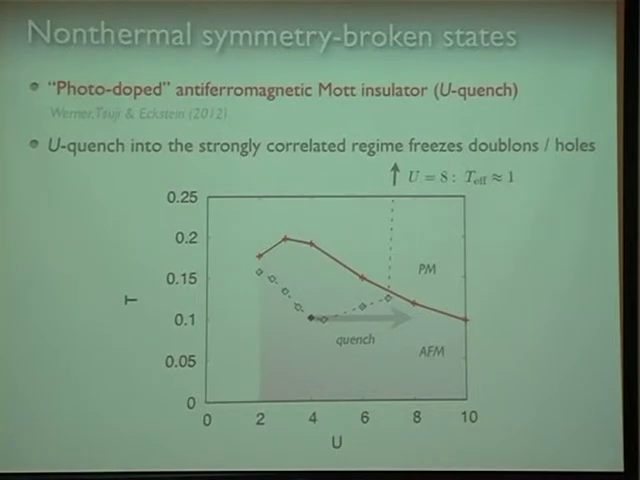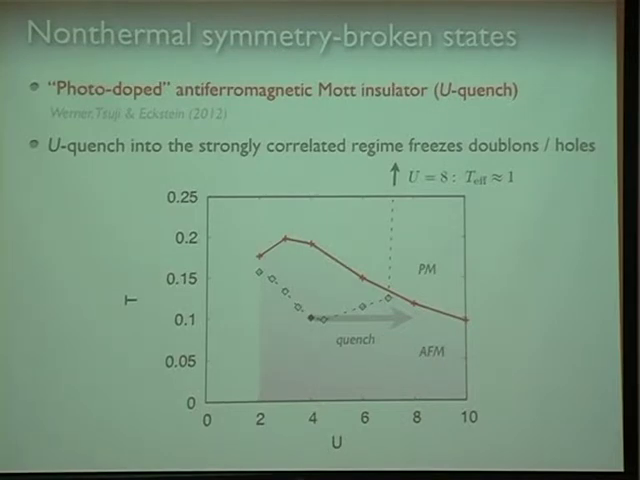Okay, that was for photodoping of a paramagnetic Mott insulator. Now I want to study something like photodoping in an antiferromagnetically ordered system. And actually, I will not do a photodoping calculation here, but I will do an interaction quench calculation.